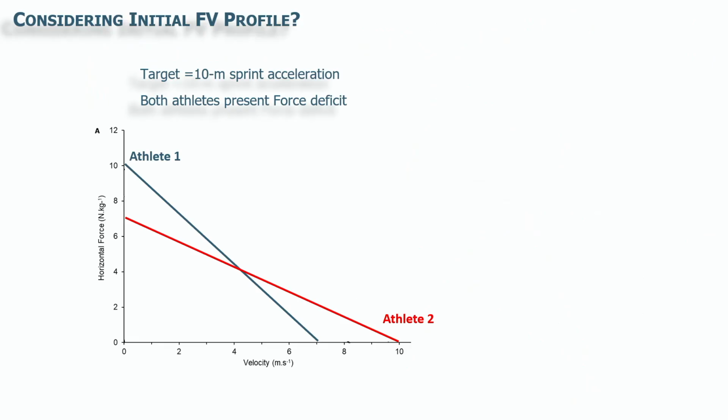And the last point, we can illustrate it with this example. We have 2 athletes and we want to improve the 10-meter sprint acceleration. Both of these athletes present a force deficit, because we saw that for a 10-meter sprint, almost everybody presents a force deficit. So we can say, okay, we could train both of these athletes on the F0 side. And for a 10-meter sprint, the force production capacity should be increased mostly in this section.